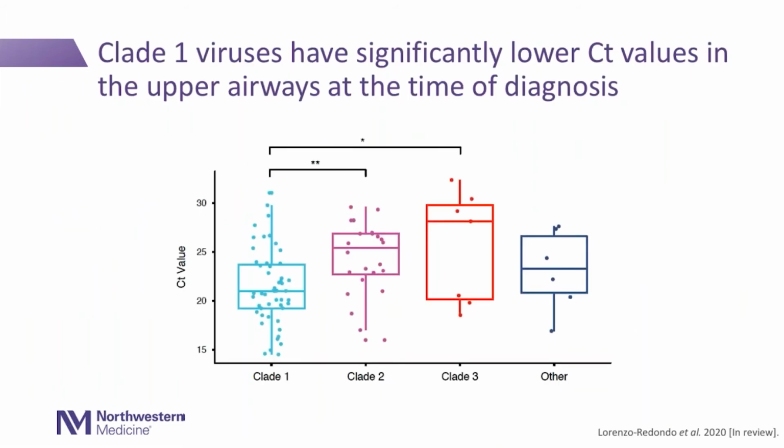So here we're just zooming in on that data specifically. And what we found was that clade 1 viruses, these viruses that were coming from New York, had lower overall CT values, which means higher viral loads, in the upper airways of our patients at the time of diagnosis. And this is compared to our clade 2, clade 3, or ill-defined clades that were occurring elsewhere in our hospital at the time. And this was pretty striking to us that these different viral genotypes were being associated with differences in viral load.